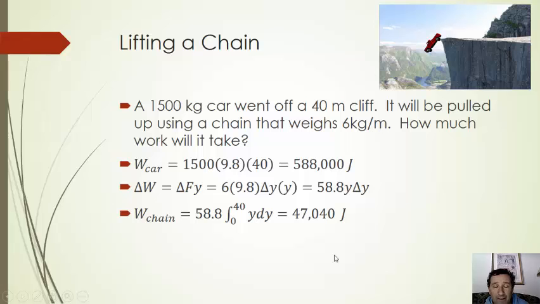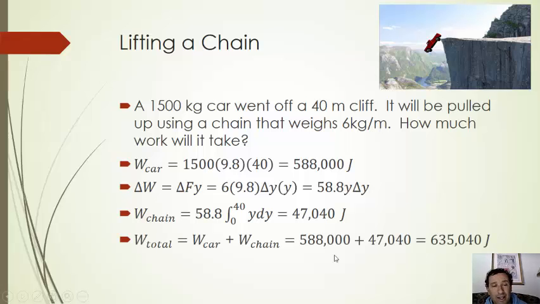So finally, if I want to find out the total amount of work, I find the work for the car plus the work for the chain. I add them up, and I get 635,040 joules. And that's how much work it takes to lift up the car with the chain, including the work that it takes to lift the chain.